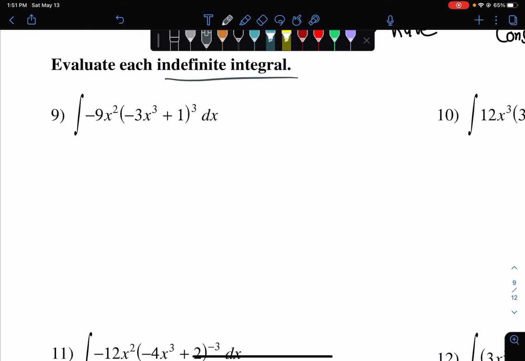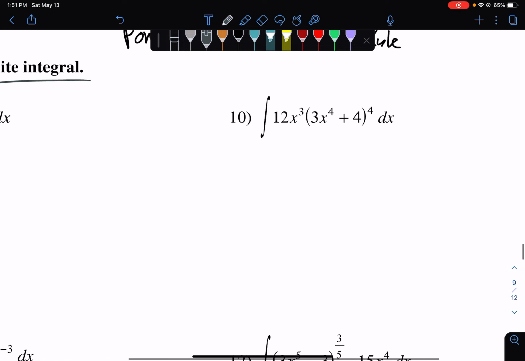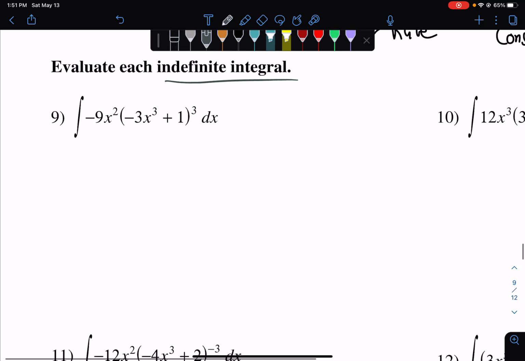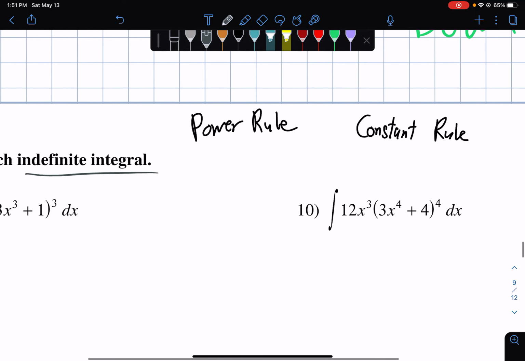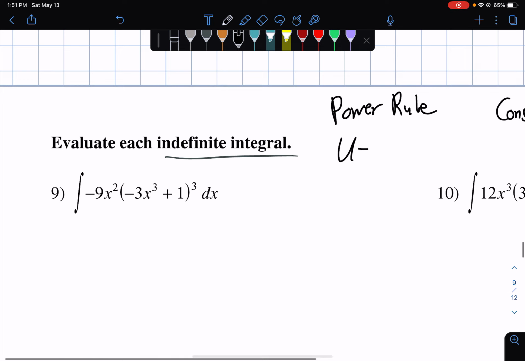So, negative 9x raised to 2. Yeah, you're right. I think we need to use U-substitution here. Yeah, we have to use U-substitution. I overestimated.